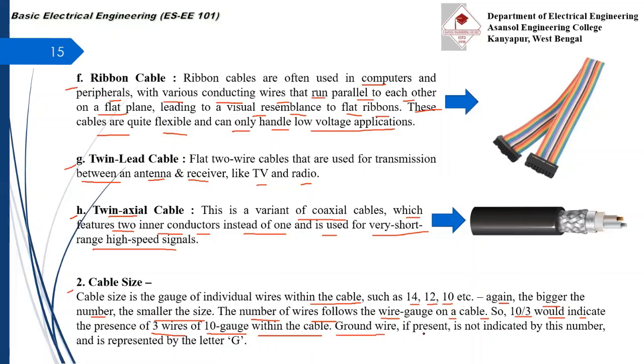Ground wire, if present, is not indicated by this number. It is represented by the letter G. G means ground. And if it is written like 20 by 4, then what does it mean? It means there are 4 wires of 20 gauge within the cable.